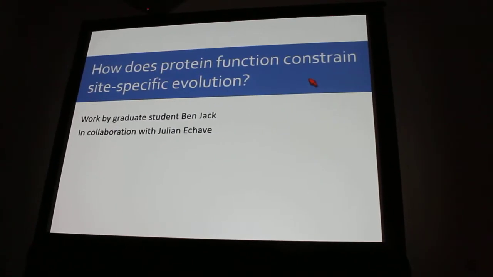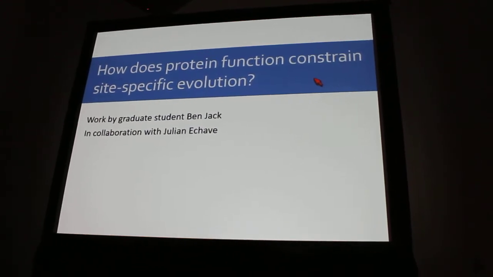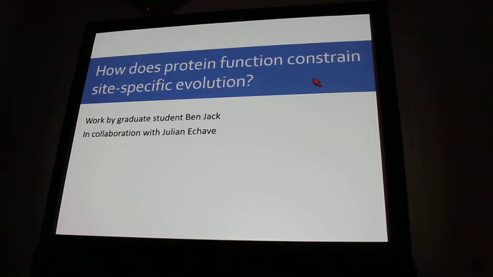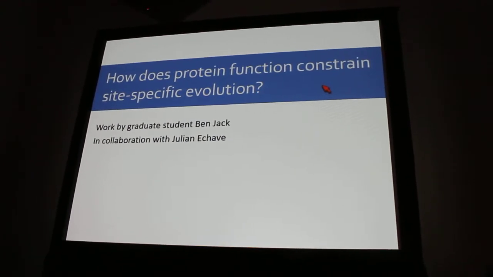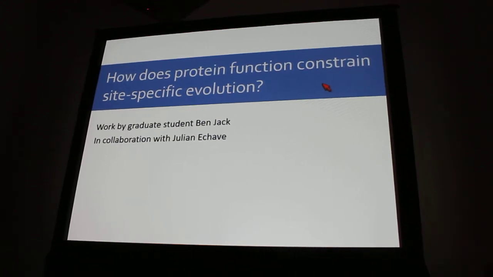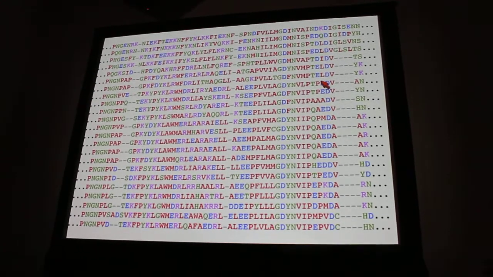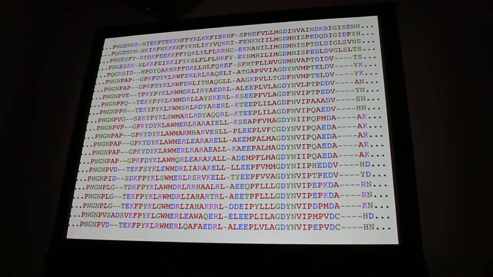Okay, so I'm going to ask this particular question. How does protein function constrain site-specific evolution? That's sort of my broad picture question I'm currently after in the lab. And what that means in practice is we want to explain this.